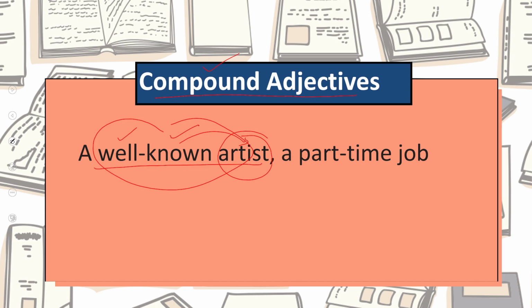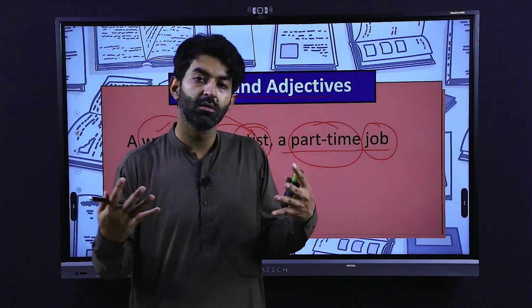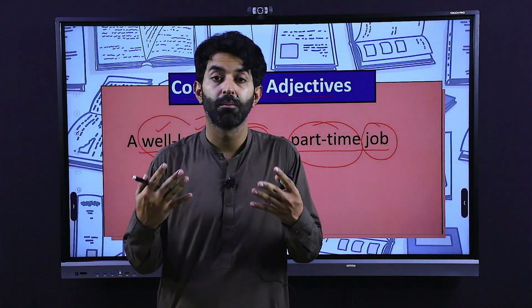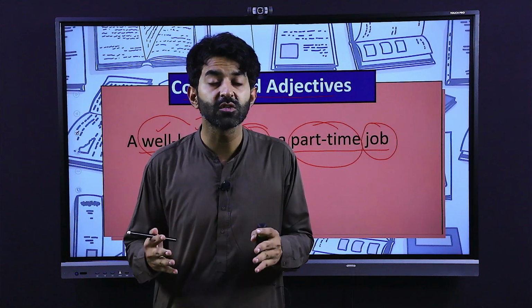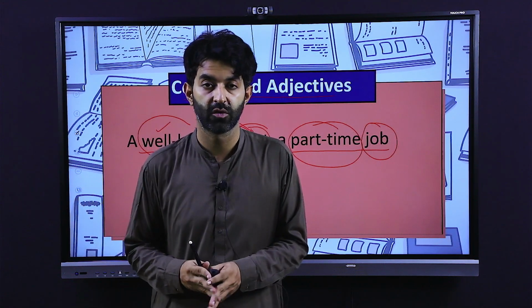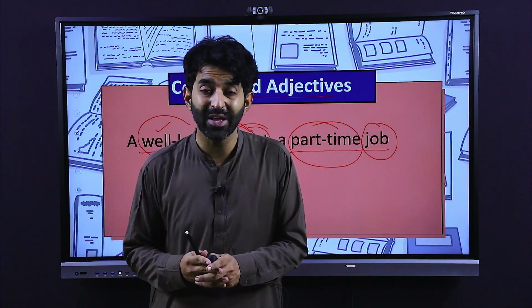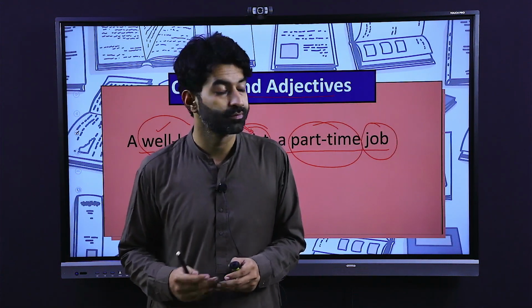Next one, a part-time job. What kind of job is it? Job is our subject over here. What kind of job is it? It is part-time. It means this is not for full-time, rather it's for part-time. So we combined two adjectives and call them compound adjectives, and in compound adjectives you can see hyphens all over your text, because for compound adjectives we use hyphens.